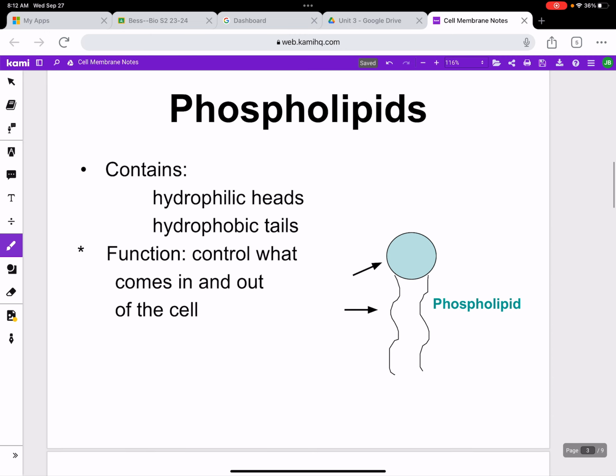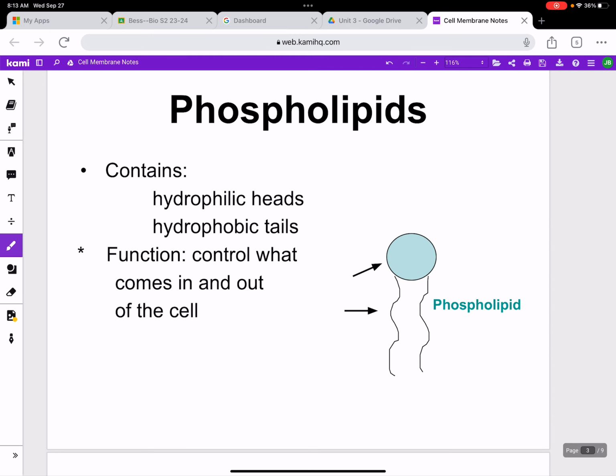So quick review on phospholipids, like we talked about in our last notes on the lipid notes. We know that they have hydrophilic heads. This is the head here, and it's hydrophilic because it has some charges on it. And water, remember, water has charges too. Water has a slight negative end and a slight positive end. So because of that, they're going to be attracted to each other like magnets. So the heads will always turn towards water. As they turn towards water, they'll be pulling the tails away from water.